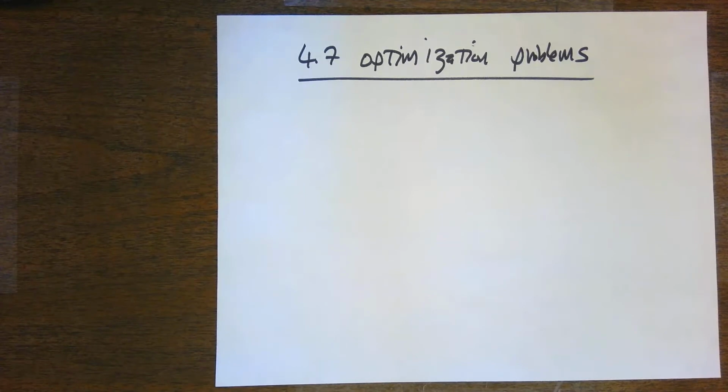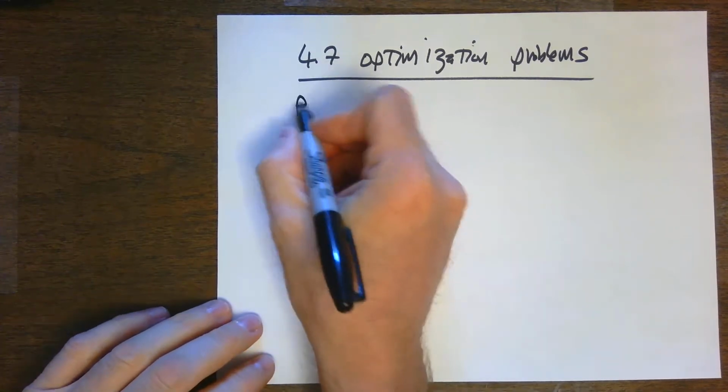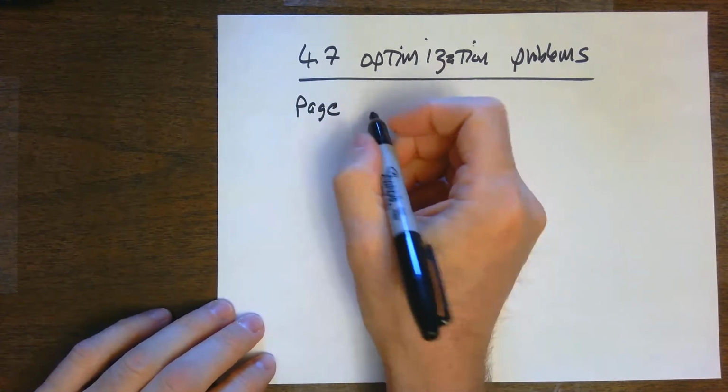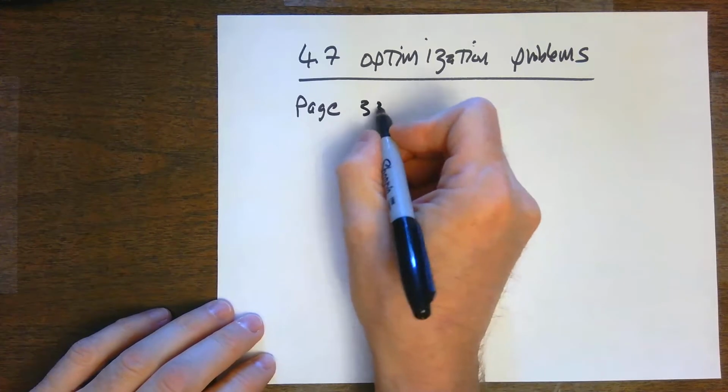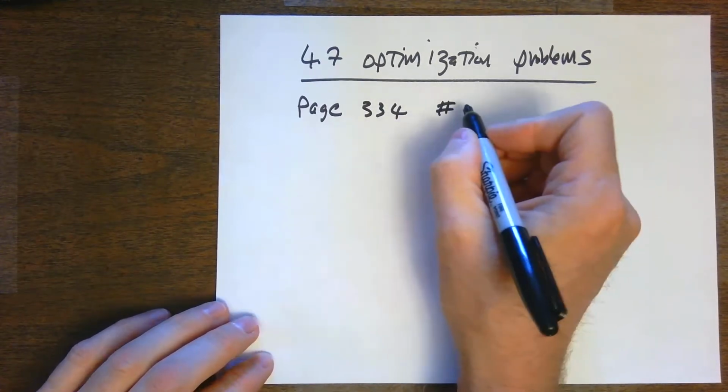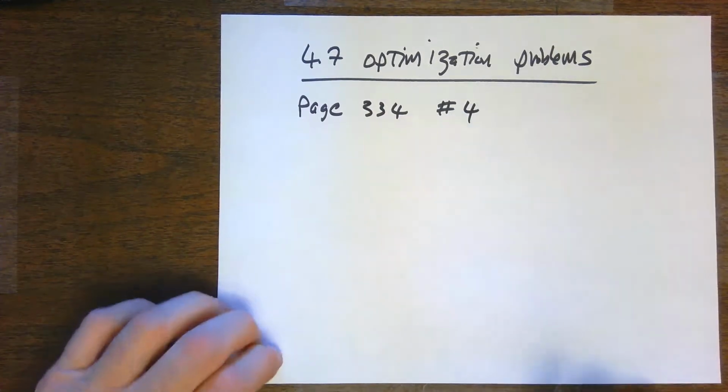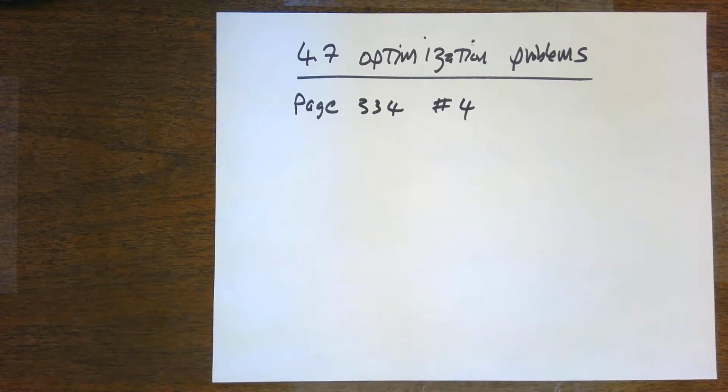If you've got your textbooks, go ahead and pause the video and then go get your textbook and open it up to page 334. And we're going to start by looking at problem number 4. All right, so I'm going to go ahead and read the problem to you, and then we'll do it.